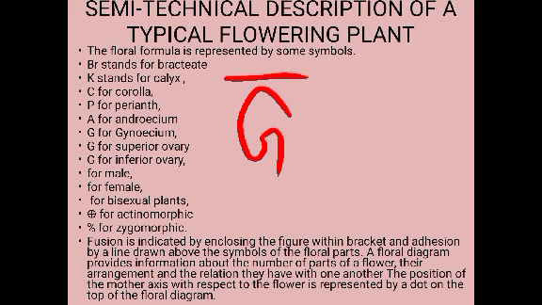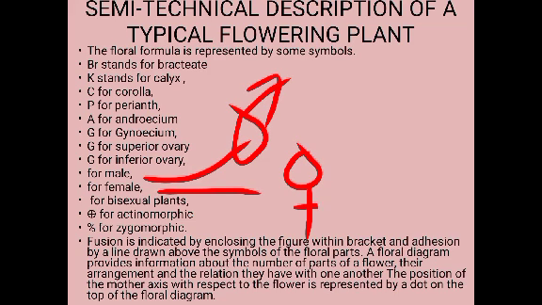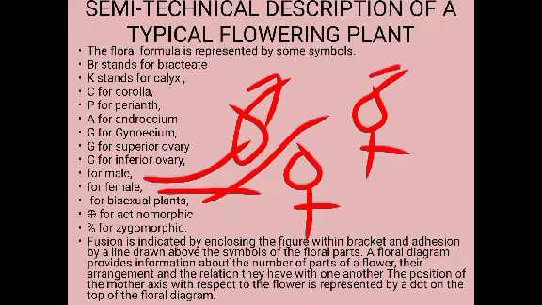Then for male flowers, we show a circle and an arrow. This shows that it is male. Then for female, we show a circle and a plus below it. That is female. For bisexual flowers, we show a circle, below it a plus and above it an arrow. This is a bisexual flower. Then the round with a plus is actinomorphic. What is actinomorphic? It is radial symmetry.